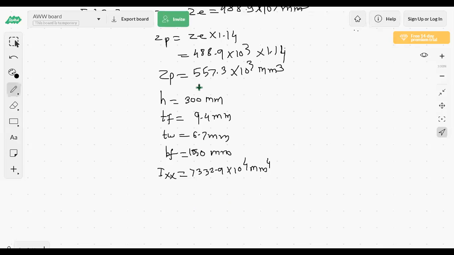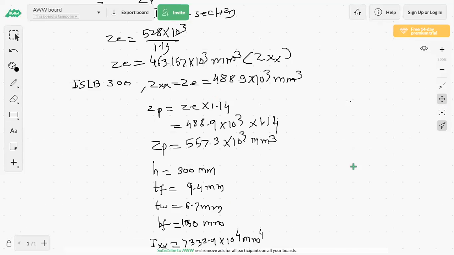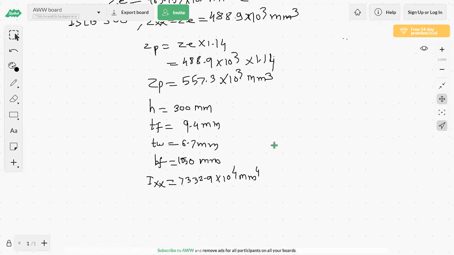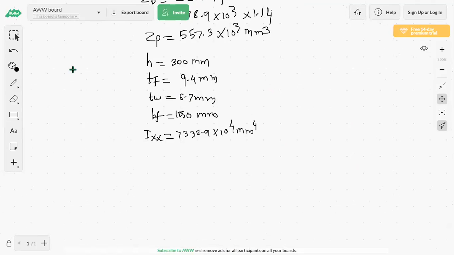So these are the properties of the given section. We have calculated the ZP value again, and these are the properties. Also we can say D is D or H.